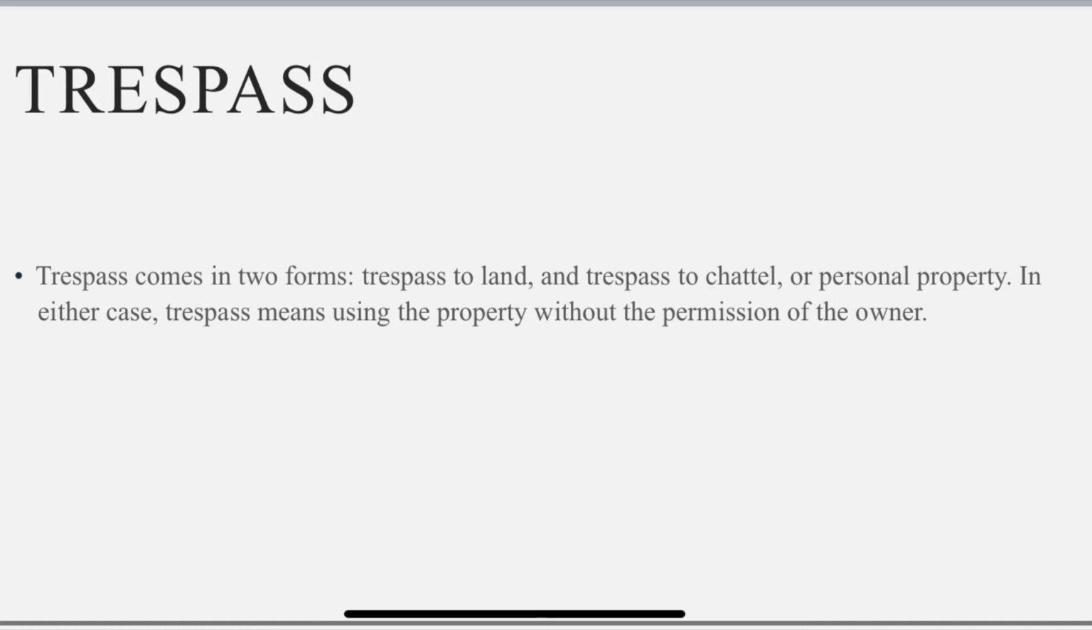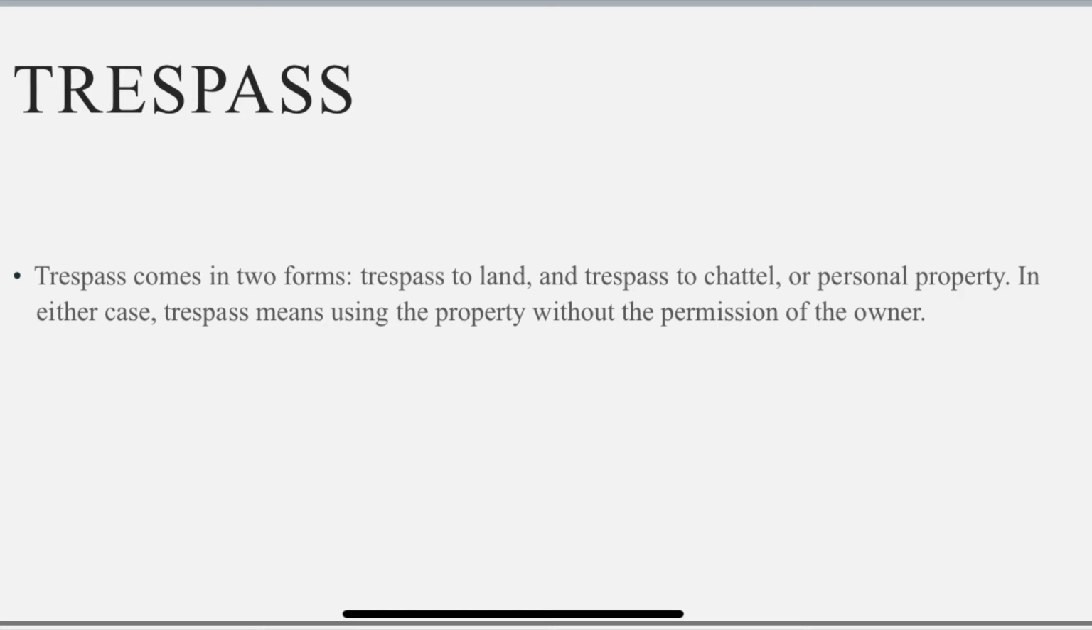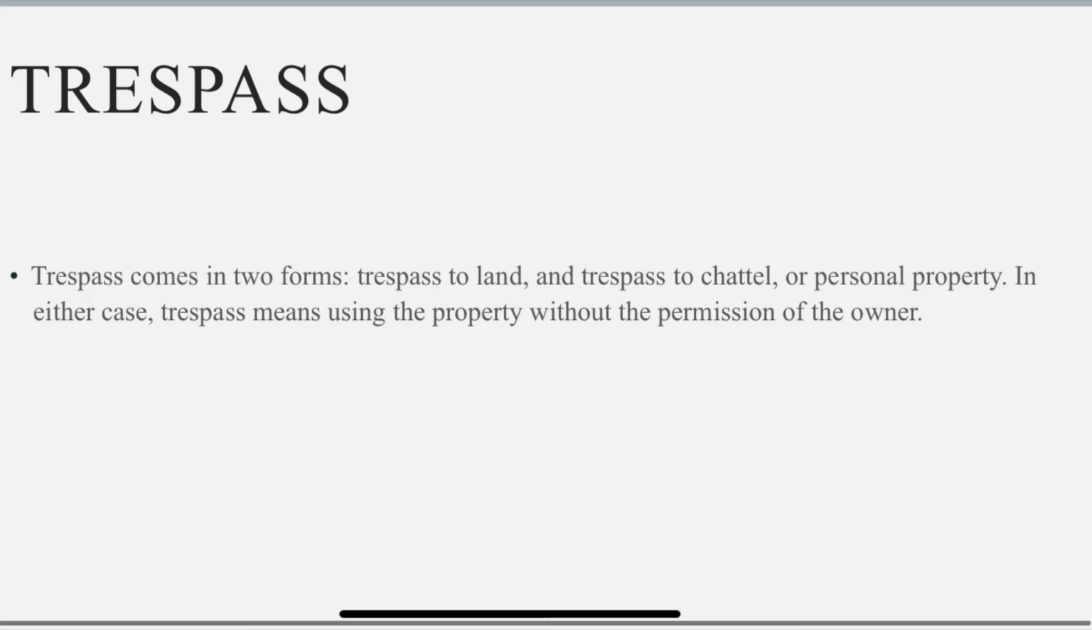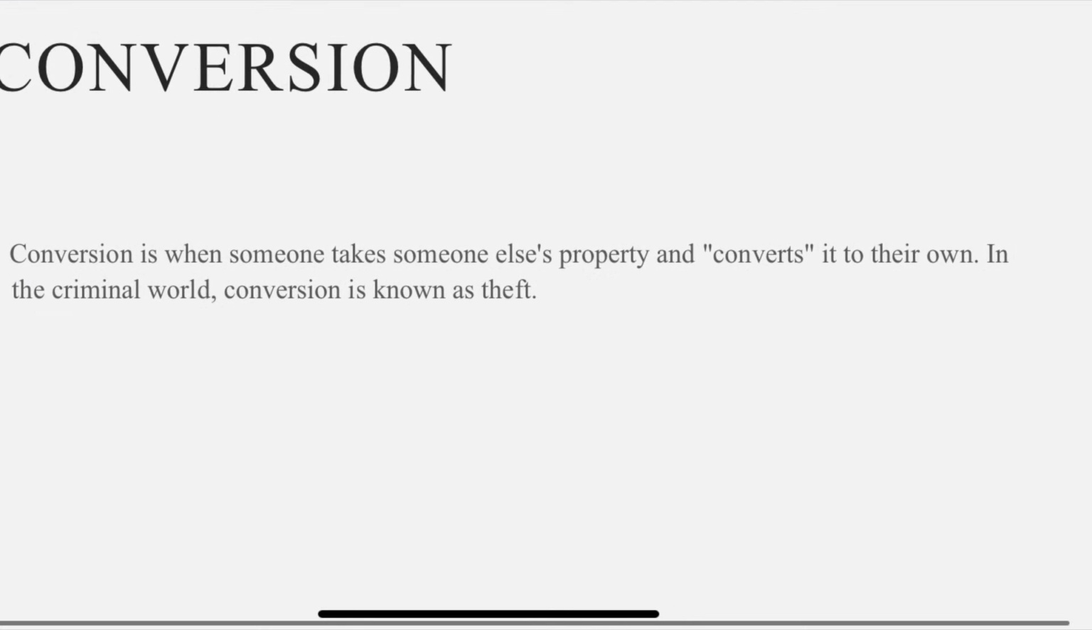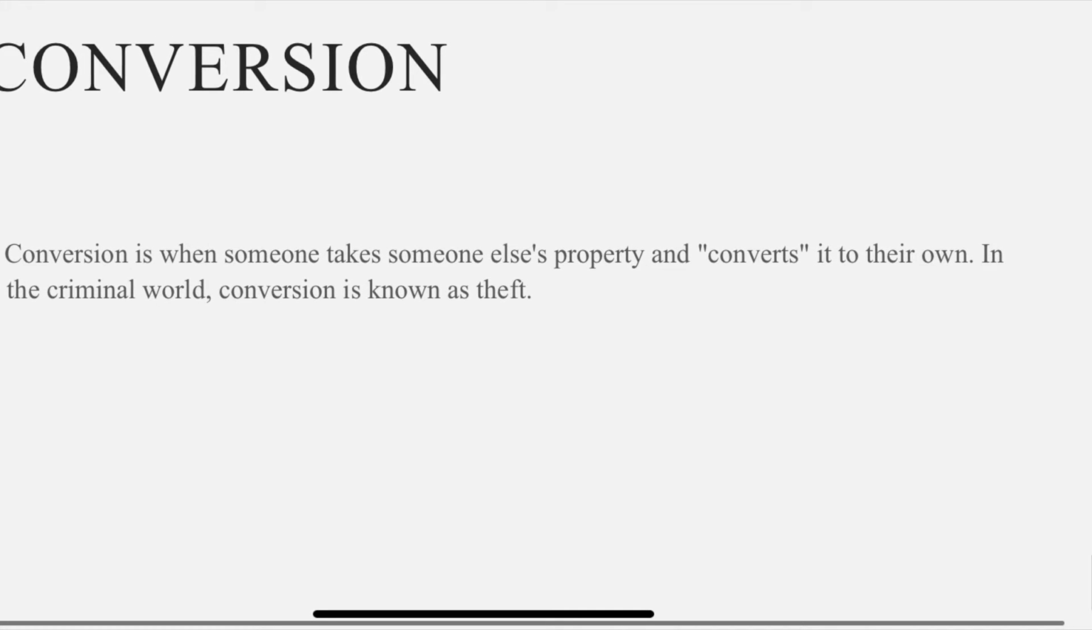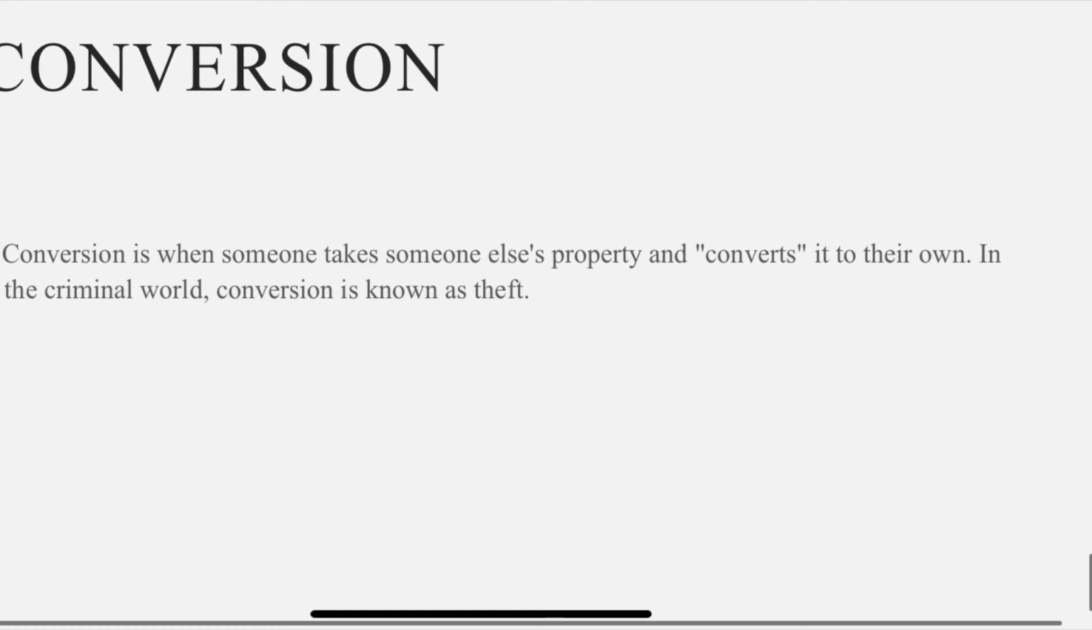Example number 4, trespass. Trespass comes in 2 forms: trespass to land and trespass to chattel, or personal property. In either case, trespass means using the property without the permission of the owner. And example number 5, conversion. Conversion is when someone takes someone else's property and converts it to their own. In the criminal world, conversion is counted as theft.